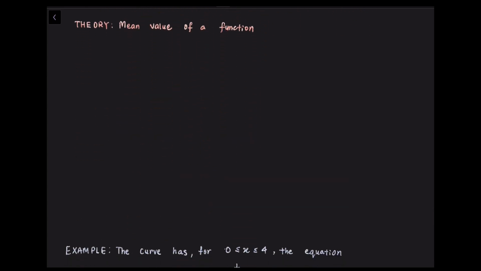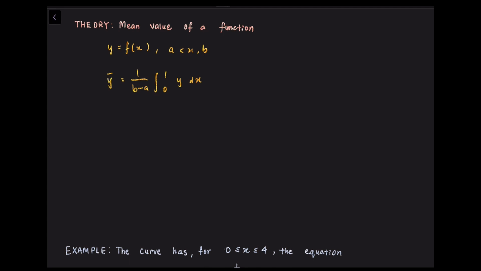Now let us look at how to find the mean value of a function. For a function y equals f(x), defined on a range x between a and b, the mean value of the function is given by y bar equals 1 over (b minus a) integrate from a to b y dx.